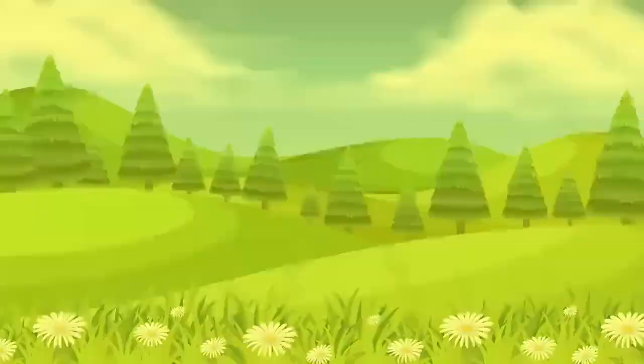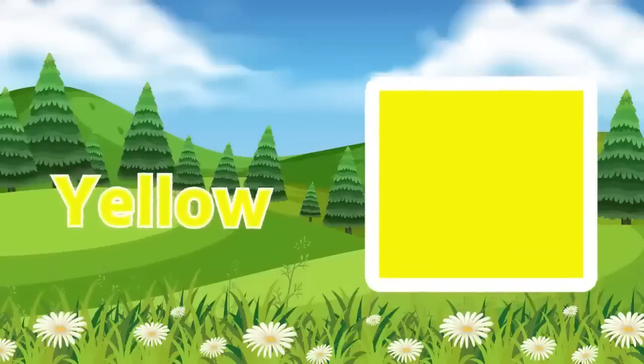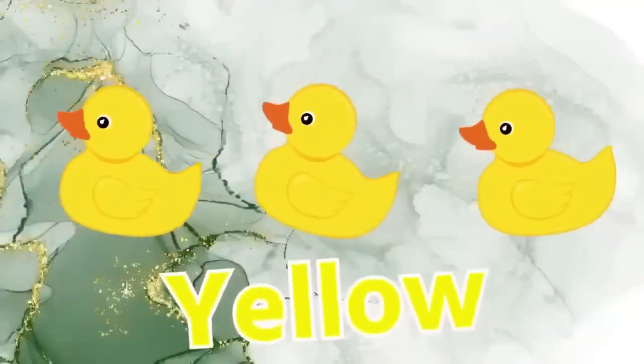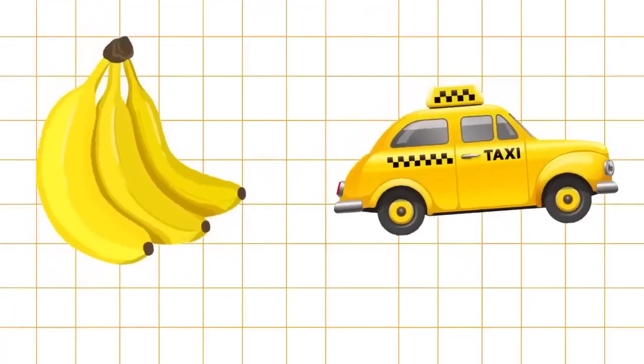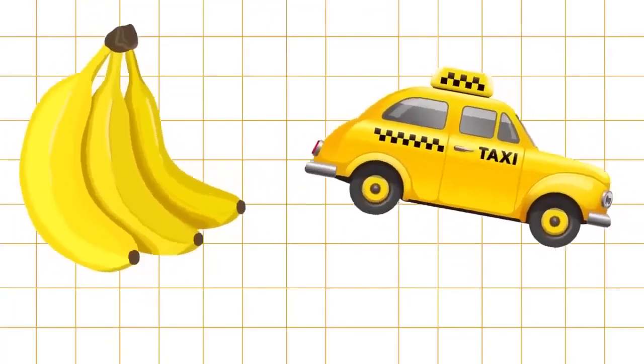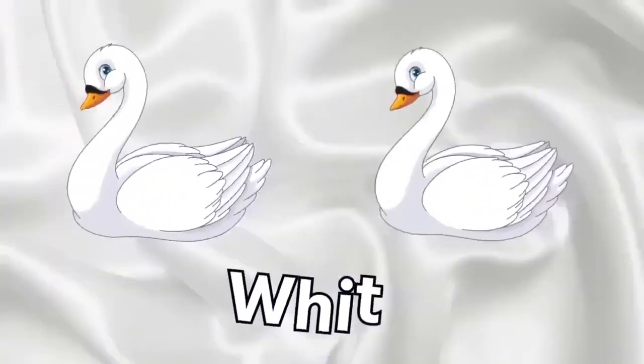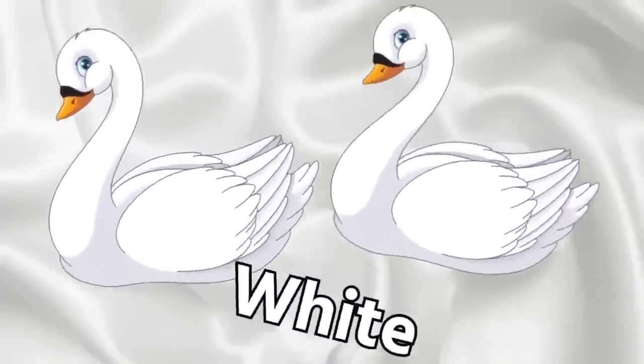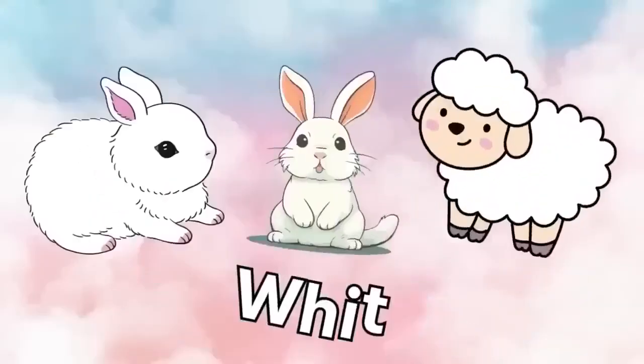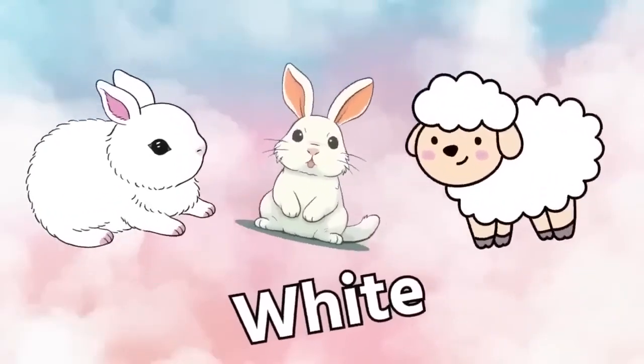This is green. This is yellow. The color yellow. Yellow, bright and mellow. This is yellow. The color yellow. Do you know what color this is? This is yellow. This is white. The color white. White, soft and light. This is white. The color white. Do you know what color this is?